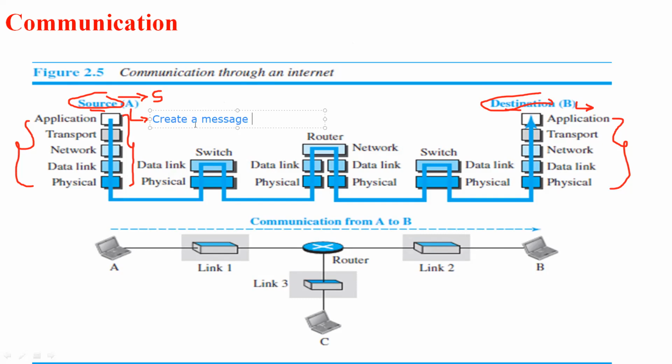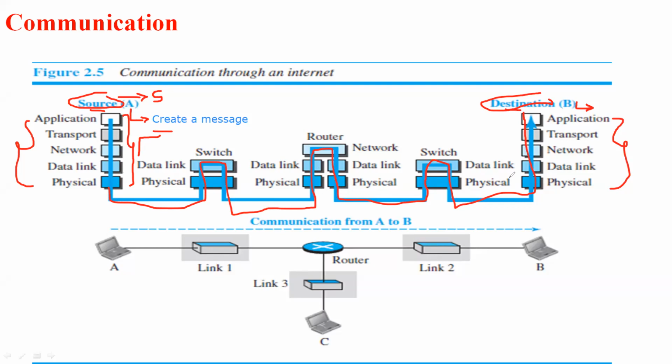So once the source creates a message, it eventually passes through all the different layers of the source. Then this message will pass to the destination node. The message is sent down through all the layers of TCP/IP so that it is physically sent to the destination node. So the message which is sent by the sender eventually reaches the destination host.